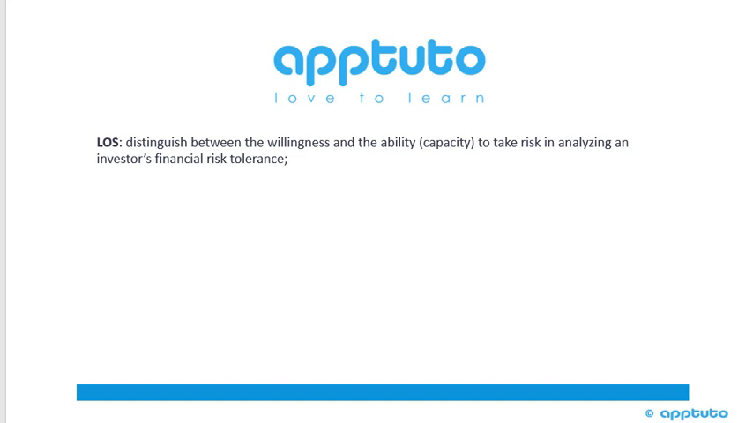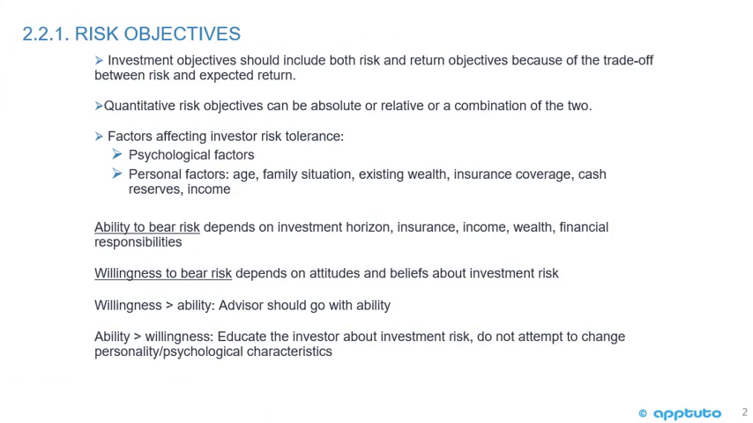This LOS distinguishes between the willingness and the capacity to take risk in analyzing an investor's financial risk tolerance. Risk objectives. Investment objectives should include both risk and return objectives because of the trade-off between risk and expected return. Quantitative risk objectives can be absolute or relative or a combination of the two.